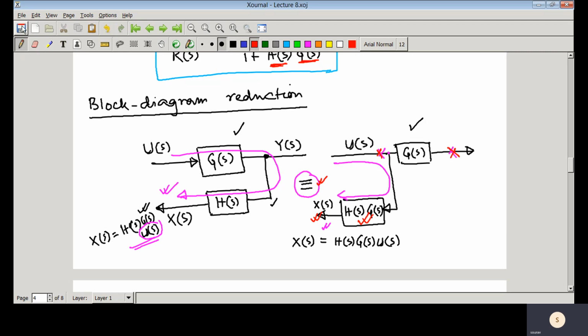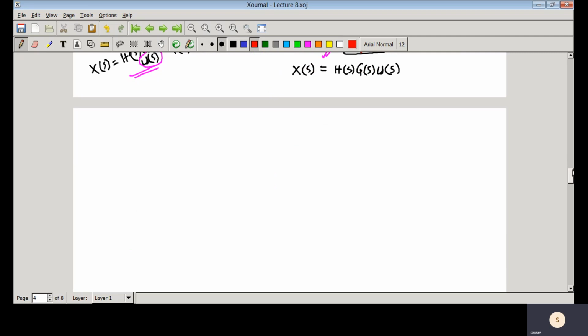So let us see the other case. If you have a block diagram like, so this is G(s), now suppose you have a comparator.